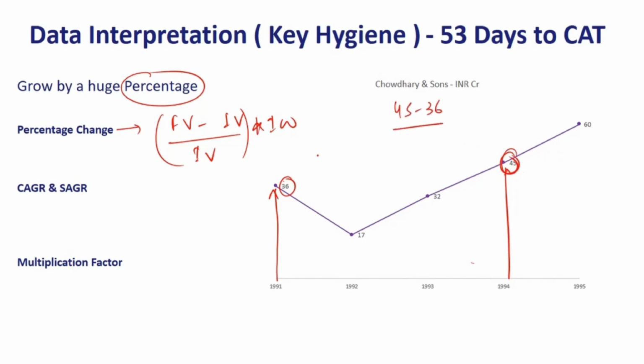45 minus 36 upon initial value 36, which is equal to 9 upon 36, which is equal to 1 by 4, which is equal to 25%.